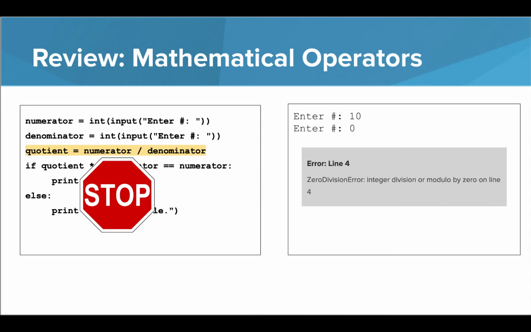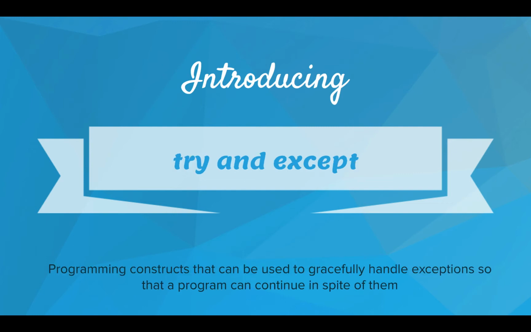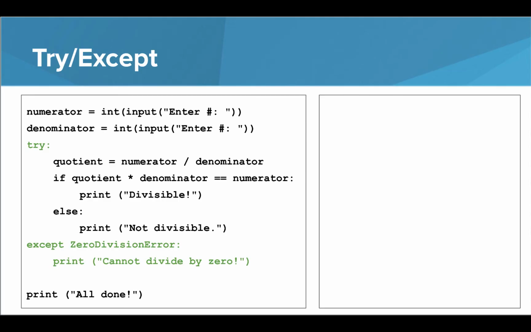There are a couple new concepts in this video. The first you've already learned about. Ta-da! Exceptions. Exceptions are runtime errors in a program. By default, they stop the program. Python has a way of letting programmers handle exceptions, and this is try and except. Try and except are programming constructs that can be used to gracefully handle exceptions so that a program can continue in spite of them. Here's the program from the last example with try and except thrown in.